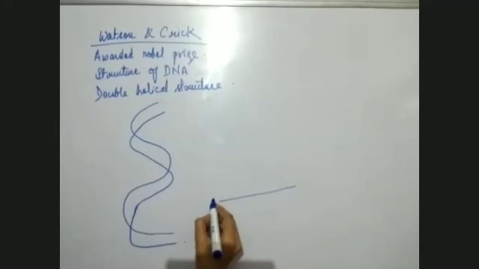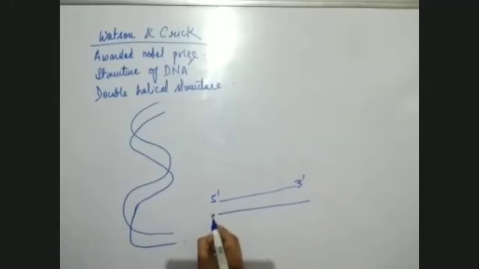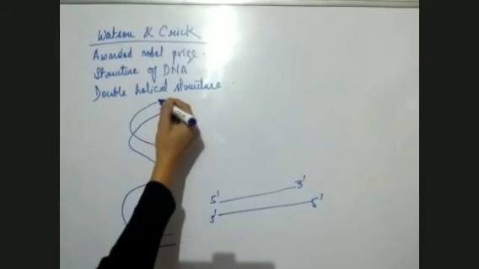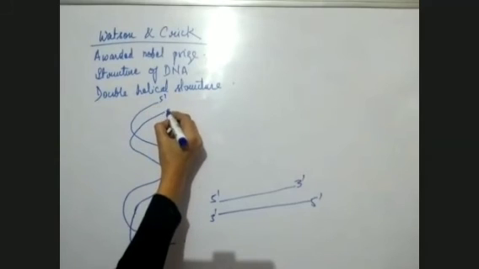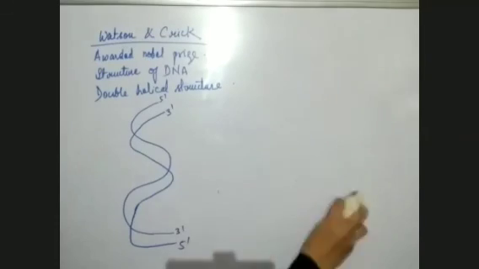It has two sides. One can be 5 prime. If the first is 5 prime, another is going to 3 prime, and if this is 3 prime, the last one is 5 prime. So 5 prime will end in 3 prime, and 3 prime will end in 5 prime. So what is this 5 prime and 3 prime? This is the position of the pentose sugar where the phosphorus is attached.